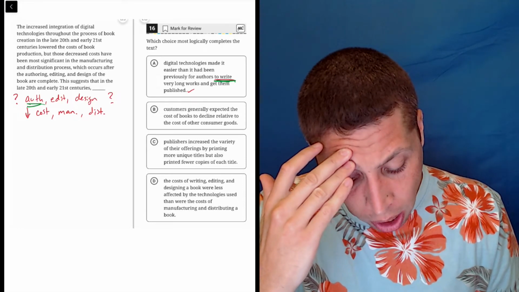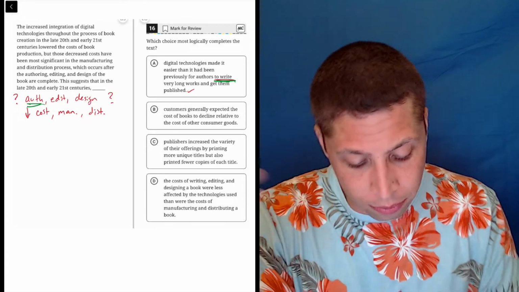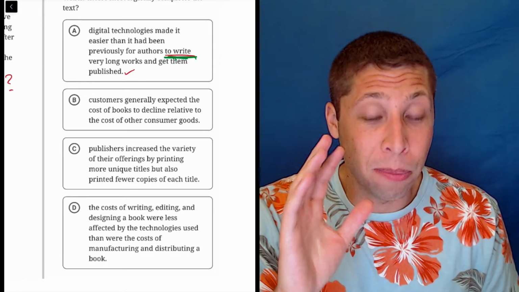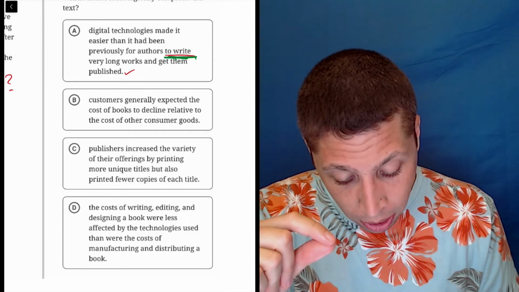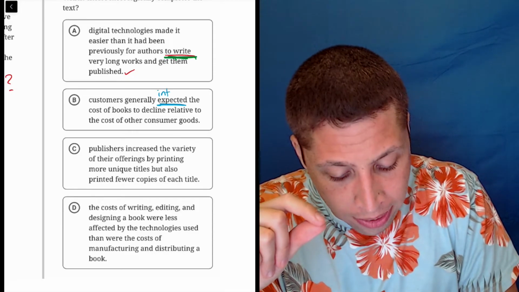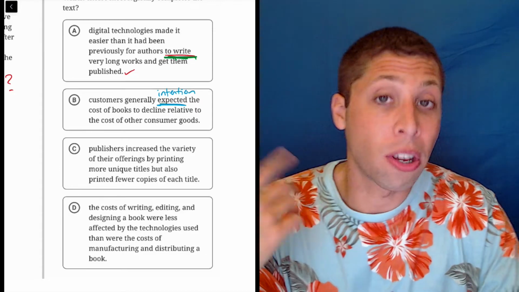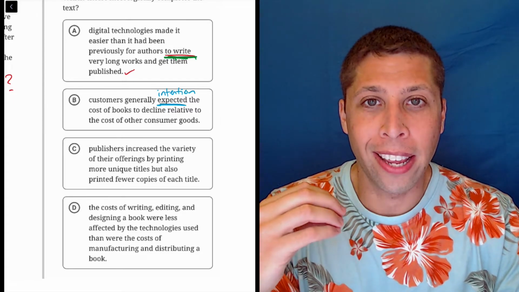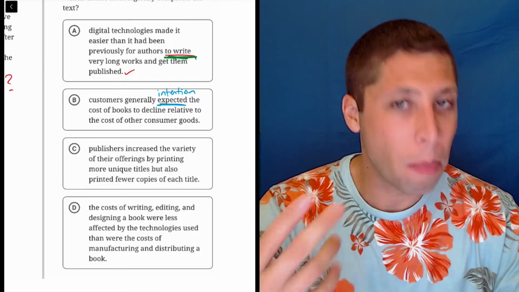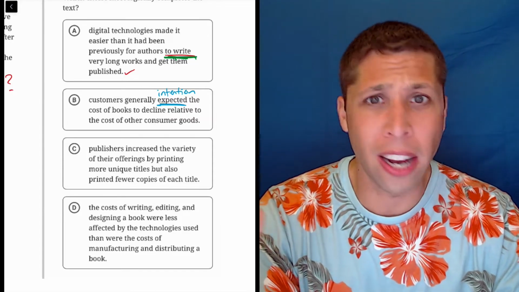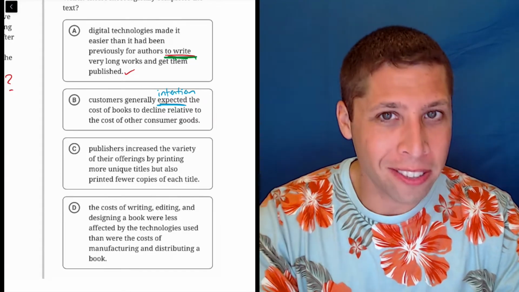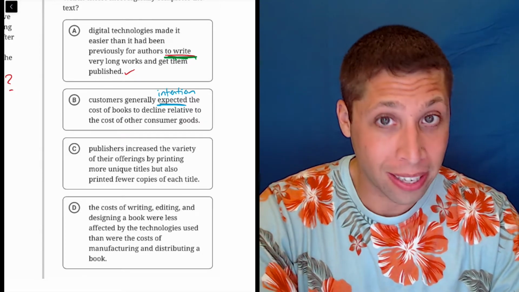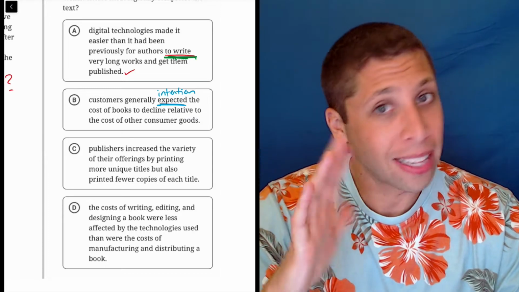Choice B: customers generally expected the cost of books to decline relative to the cost of other consumer goods. So this has got a couple of problems here, just to highlight some things the SAT does to make wrong answers. First of all, expectation, or what I sometimes call intention, like what's going on in a person's mind. We often are given stuff like this that speculates about what people thought or wanted or hoped for or desired, but we need that evidence to be in the lines. So I don't know what people thought. I don't know what customers were hoping or expecting. So I'm not allowed to speculate. That's not a good thing.